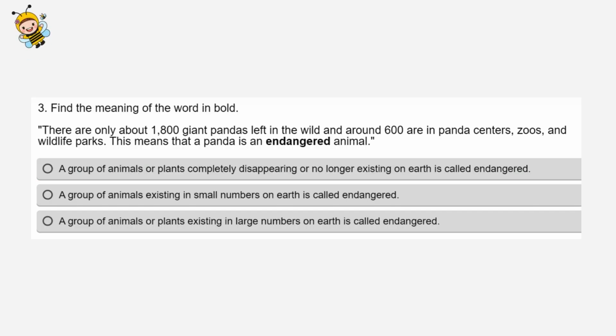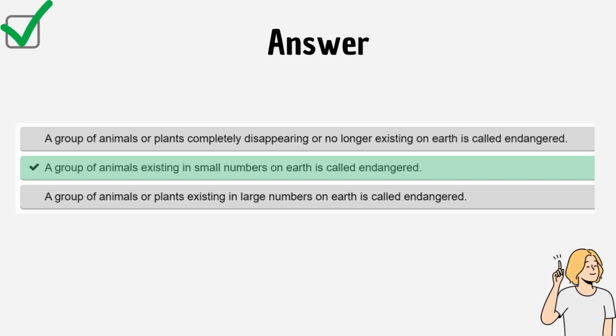Find the meaning of the word in bold. There are only about 1,800 giant pandas left in the wild, and around 600 are in panda centers, zoos, and wildlife parks. This means that a panda is an endangered animal. A group of animals or plants completely disappearing or no longer existing on Earth is called endangered. A group of animals existing in small numbers on Earth is called endangered. A group of animals or plants existing in large numbers on Earth is called endangered. Look at the answer.